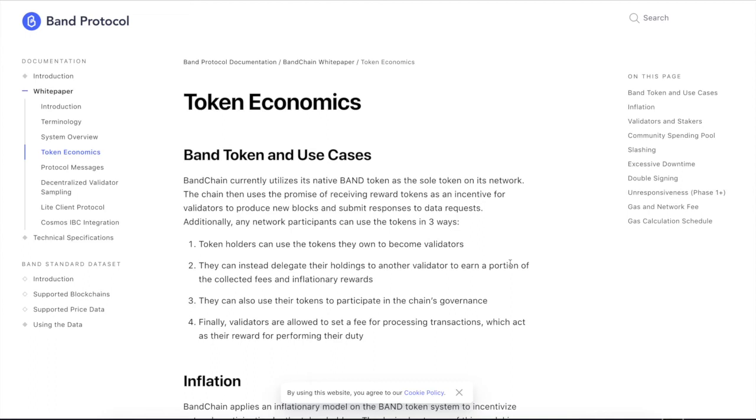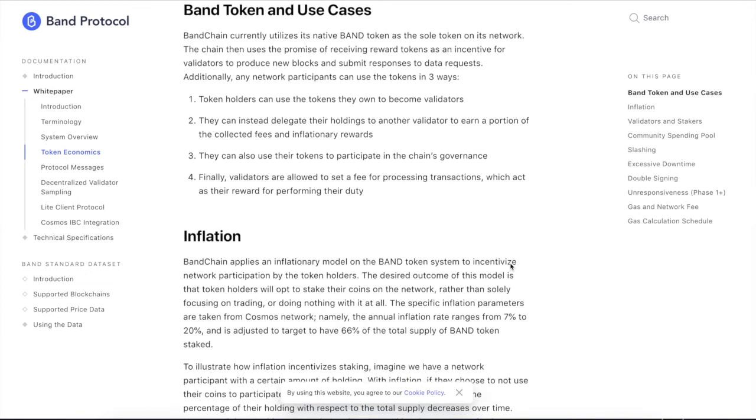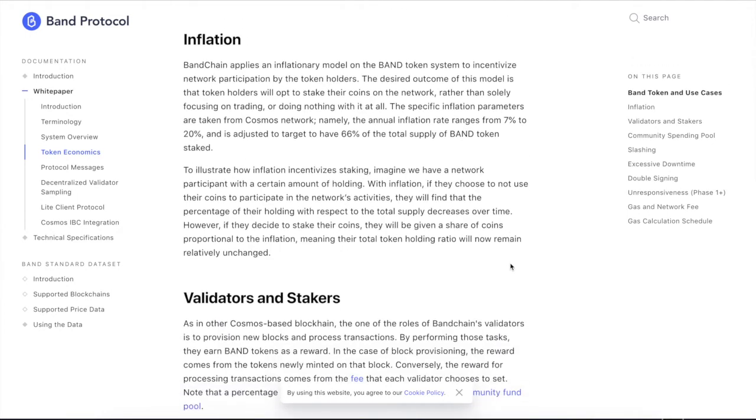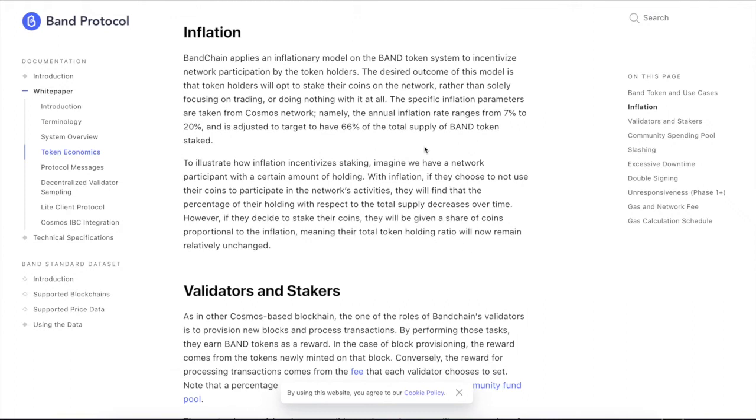So we already went over the use cases. Let's see. Oh, inflation. So this is important to know. So the inflation rate ranges from 7 to 20%, adjusted to have 66% of the total supply of Band token stake. So how this works is basically it's like a moving tier. So its goal is to have 66% of the total supply of Band stake. So whenever that supply decreases, this inflation rate is going to increase.